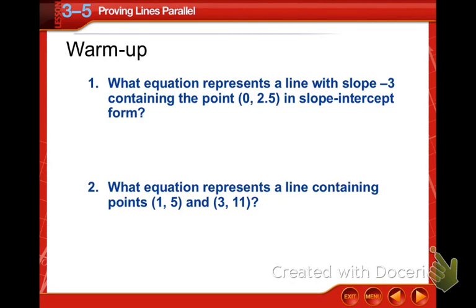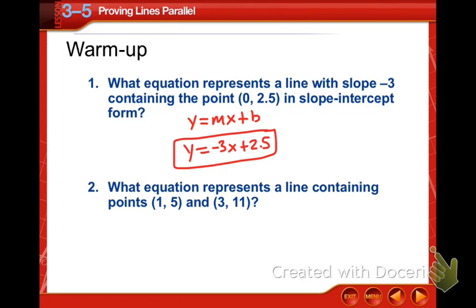So if you remember the formula, it's y equals mx plus b. So y is equal to, m is our slope, which is -3, x plus 2.5, our b. And that's it. You didn't have to do any work with it, just filling in the blanks, or filling in the information we do have. The next one we do have to do some work on.